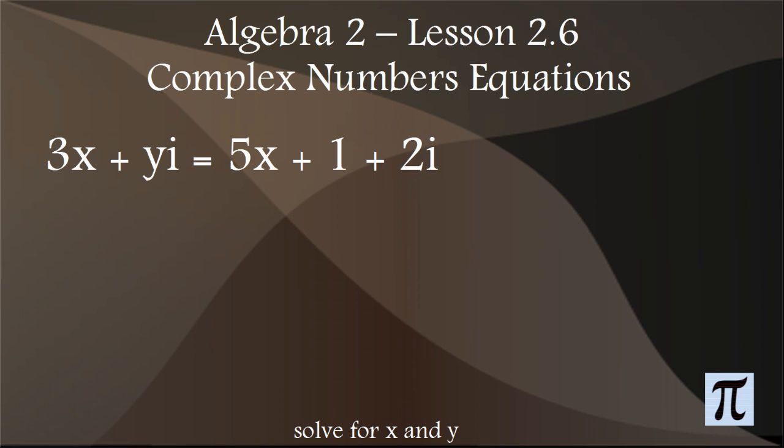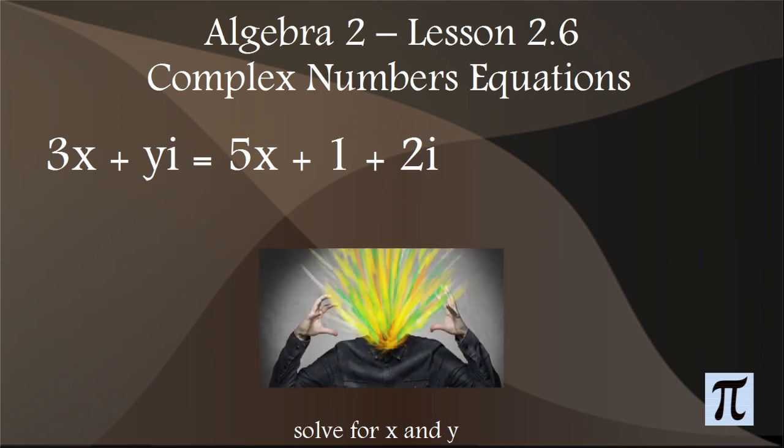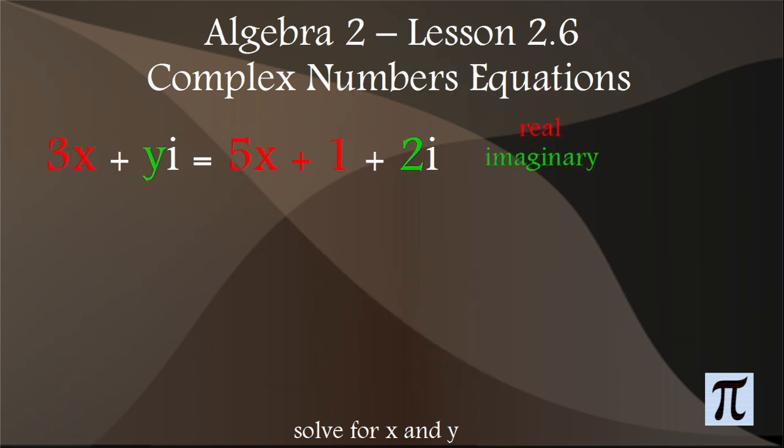So here's an example. 3x plus yi is equal to 5x plus 1 plus 2i. So we need to solve for x and y. Before your head explodes, let's separate this into the real and imaginary parts. For the real part, 3x must be equal to 5x plus 1. We're only looking at the real parts of each complex number. So we can subtract 3x from both sides and 1 from both sides to give us minus 1 equals 2x, or x is equal to negative 1/2.